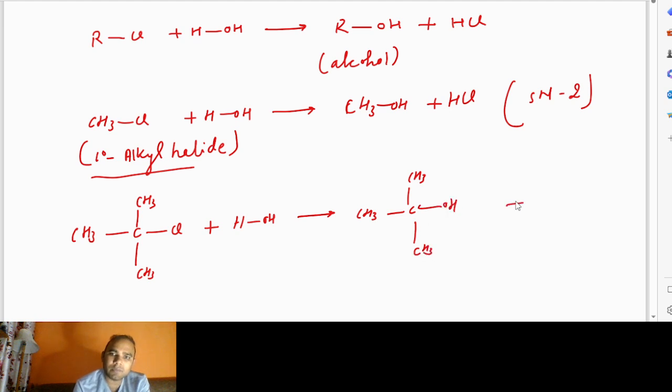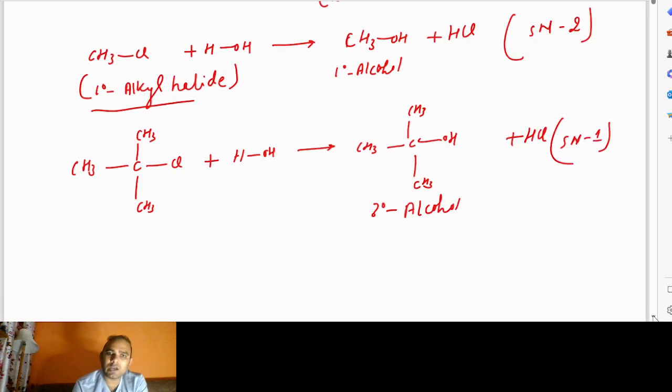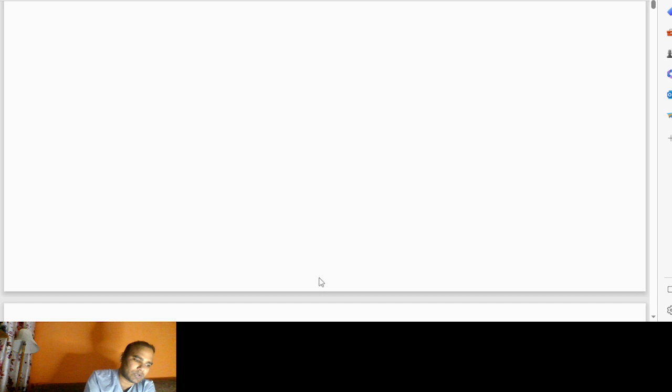Now if you are talking about sodium alkoxide, I have RCl with NaOR. This is called sodium alkoxide. If you treat with sodium alkoxide, it is a very simple reaction. The product you get is ROR plus NaCl.